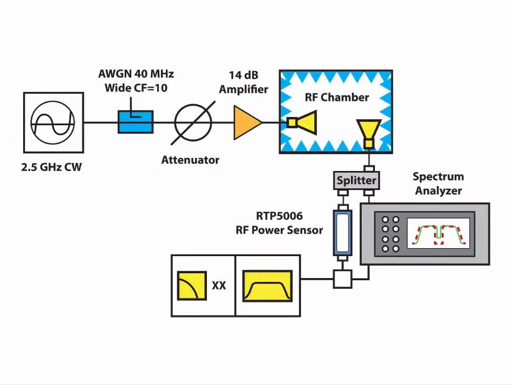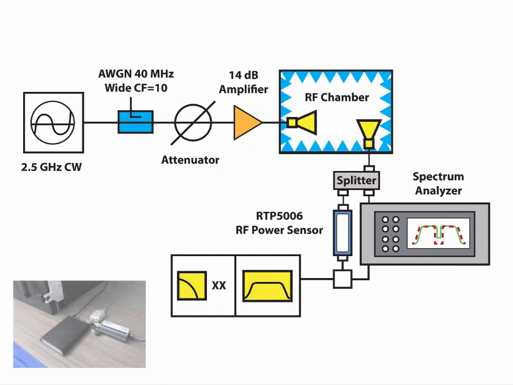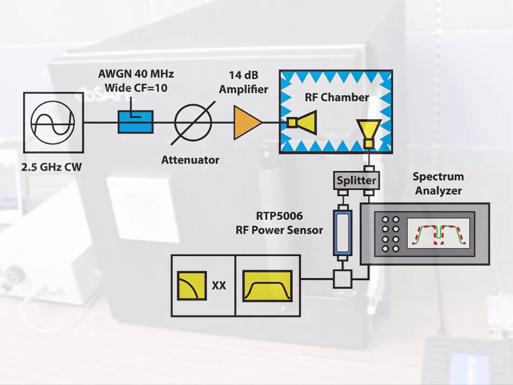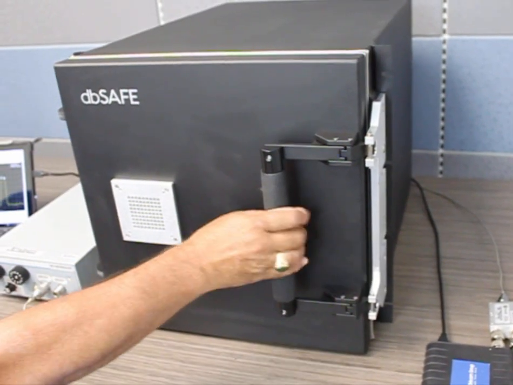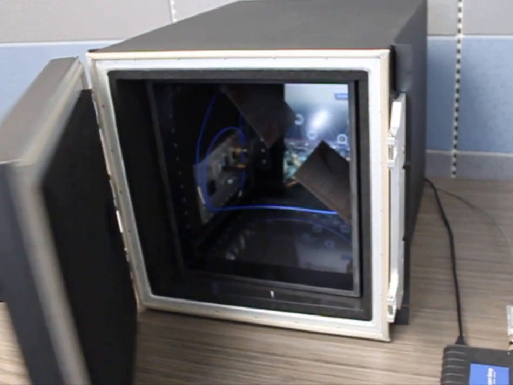In today's demonstration, I have a mmWave source which has a center frequency of 2.5 GHz and a 40 MHz additive white Gaussian noise source, which puts out a crest factor of approximately 10 dB. Inside this device is also a 14 dB amplifier.